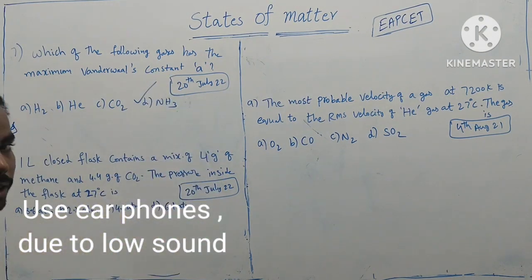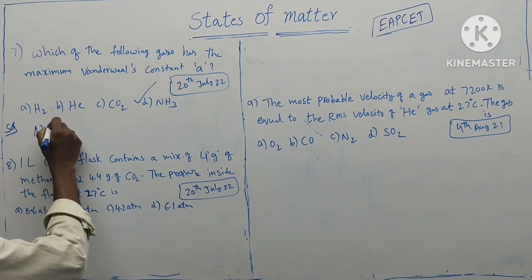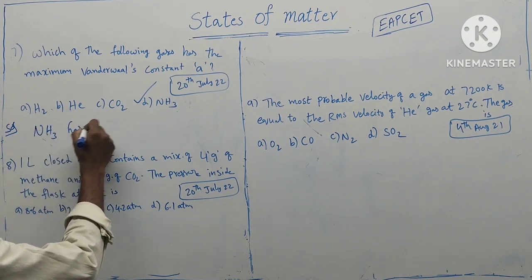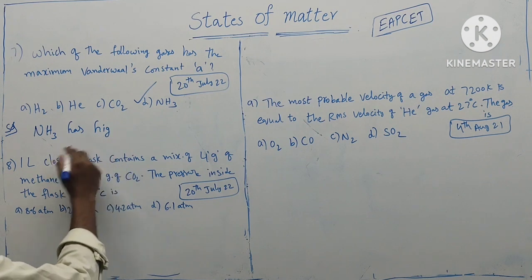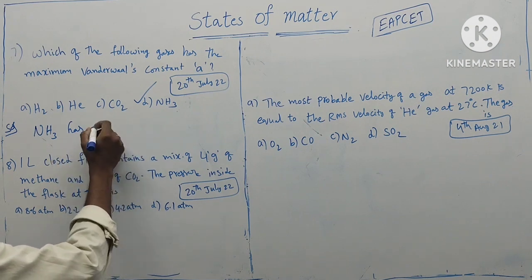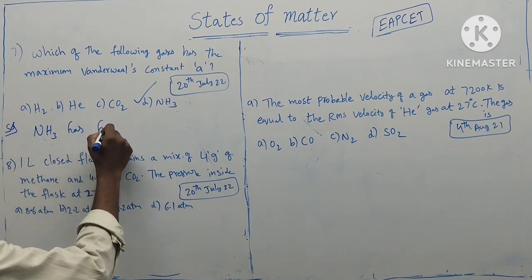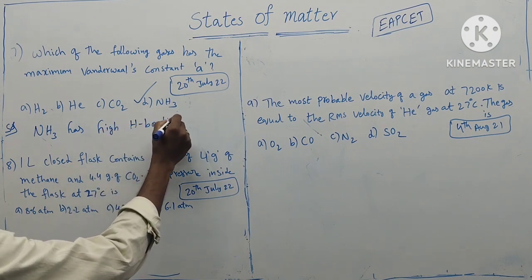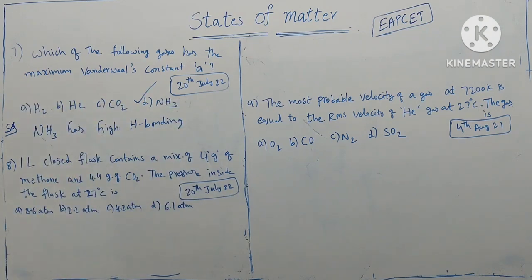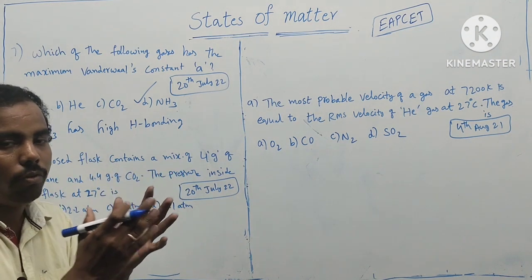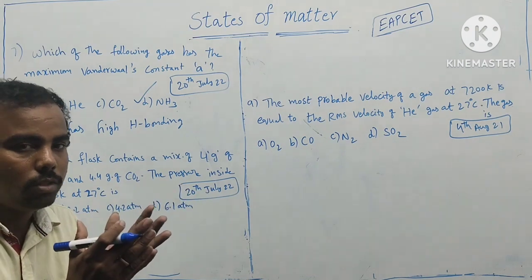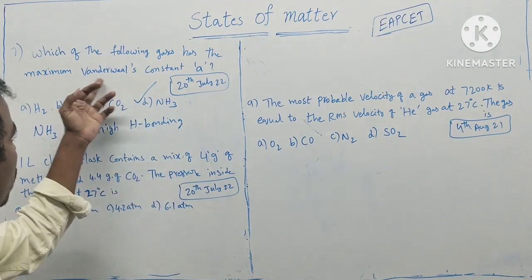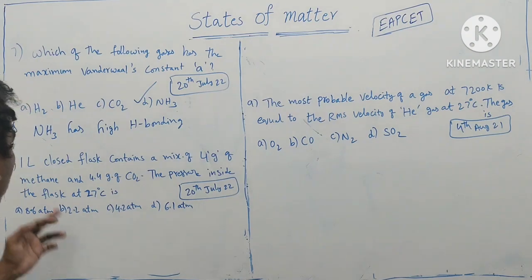NH3 is the answer. Why NH3? NH3 has high hydrogen bonding. So hydrogen bonding is present in NH3. Remaining, there is no hydrogen bonding. That's why the van der Waals constant a is more. Because there are more interactions, the intermolecular forces of attraction are more, so the van der Waals constant a is also more. So next question.